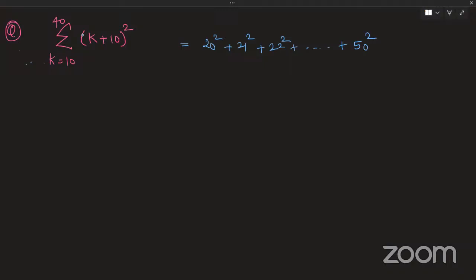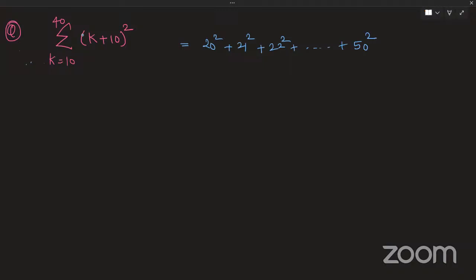Just think, 50 square. No, I want the logic. Can you tell me the logic why it is going till 50 and not till 40? So 40 plus 10. The value of k is 40. K is starting from 10, not k plus 10. So what will happen? You put the value of k as 10, then you put the value of k as 11, then you put the value of k as 12, so on till k is 40.